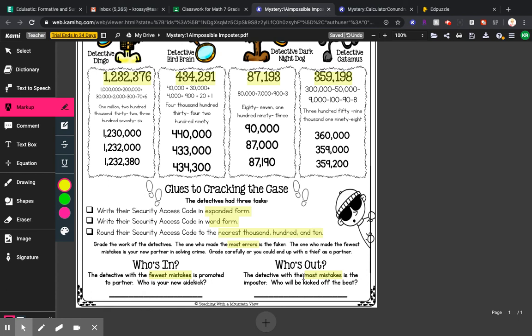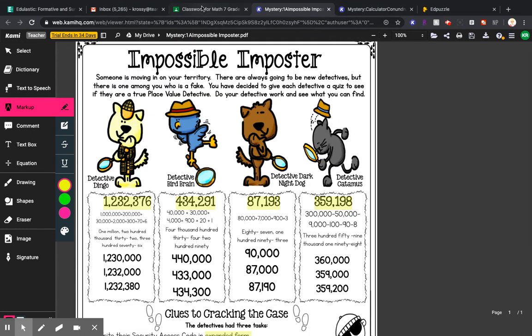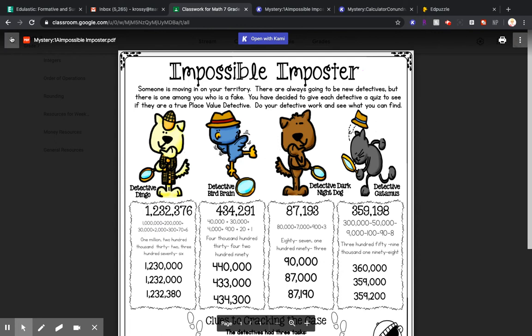Okay. So you have all this information here. When you look at this access code, you're expanding. This is expanded form. Here's word form, and here's 3 different types of rounding. So see which of these don't make sense, which of these are incorrect. And that is Impossible Imposter.